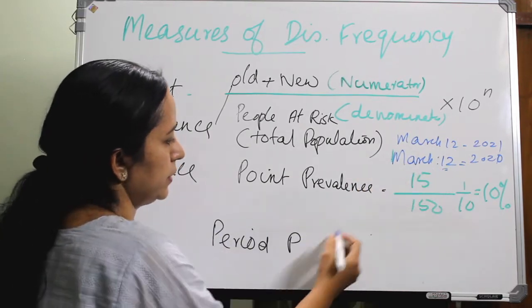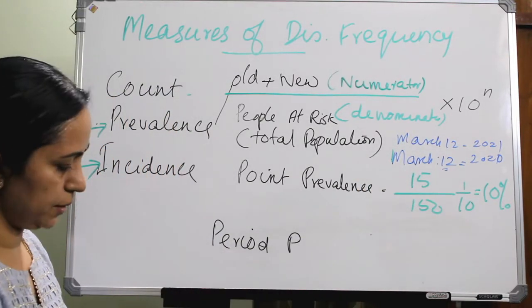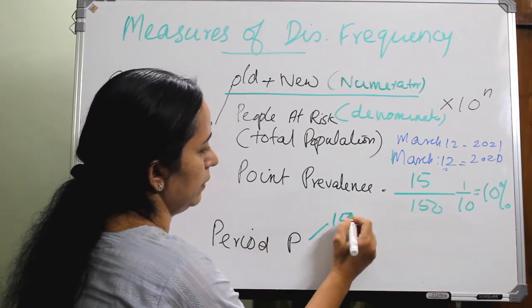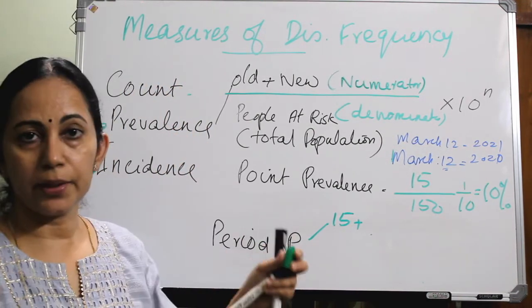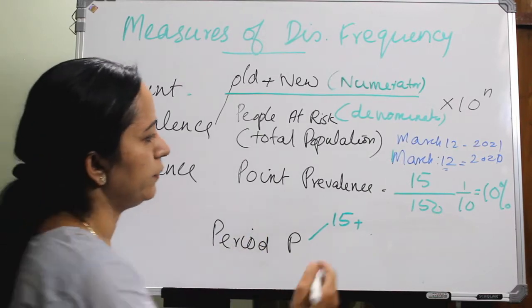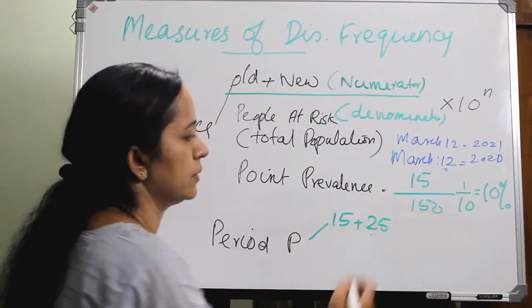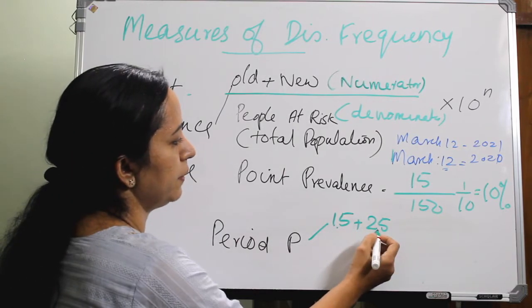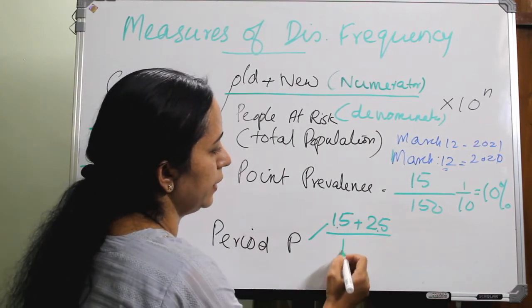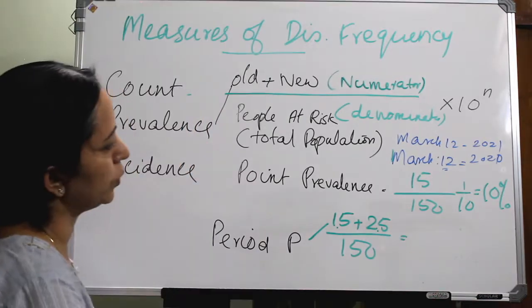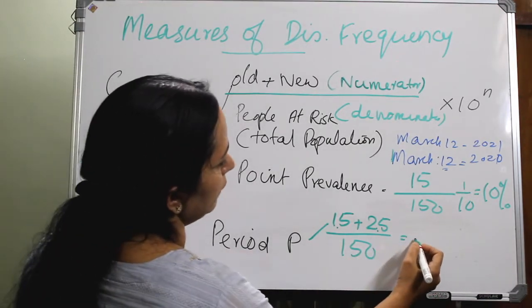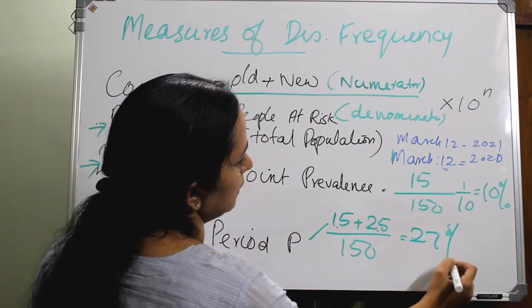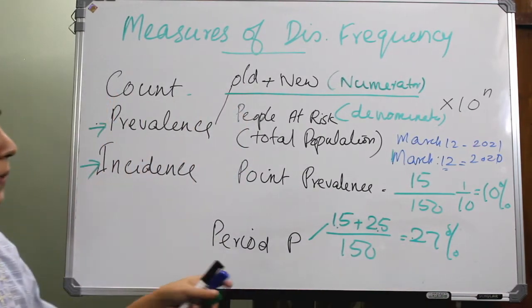On March 12th, there were 15 students, and in a period of 1 year, they found out that 25 students developed refractive errors. So 15 plus 25, that is 40, divided by 150. 40 divided by 150 comes to around 0.27, that is 27%. So that is period prevalence.